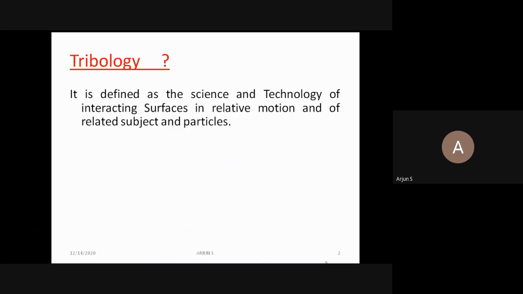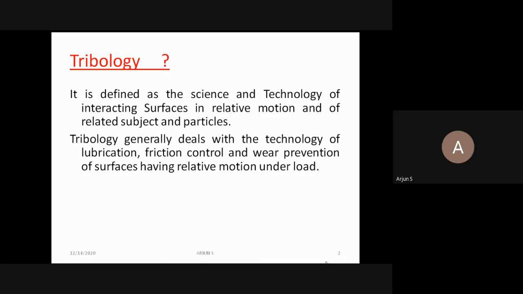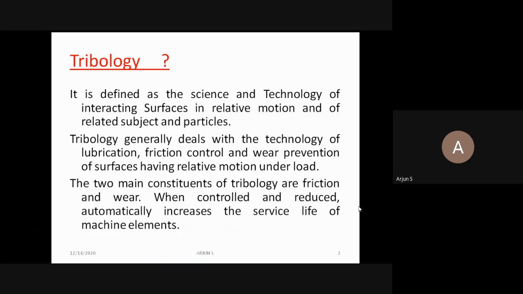The two main constituents of tribology are friction and wear. When these two are controlled and reduced, that is, when the wear rate is reduced or the friction is controlled, and the material is subjected to load, it can increase the overall life of the component. That is how tribology actually works.